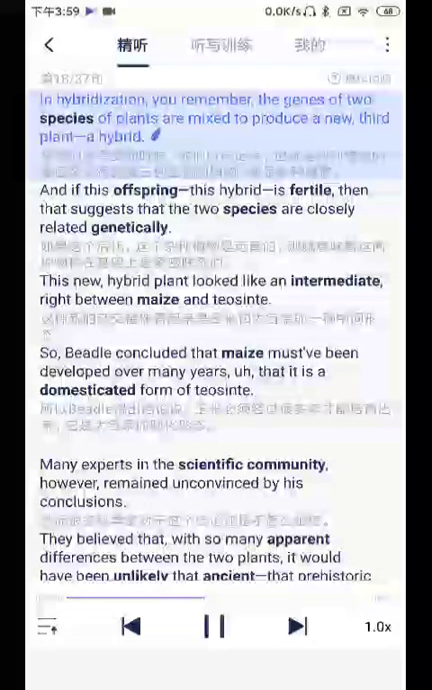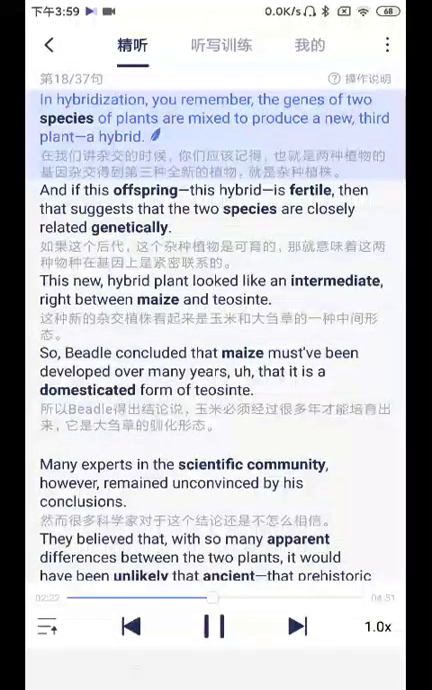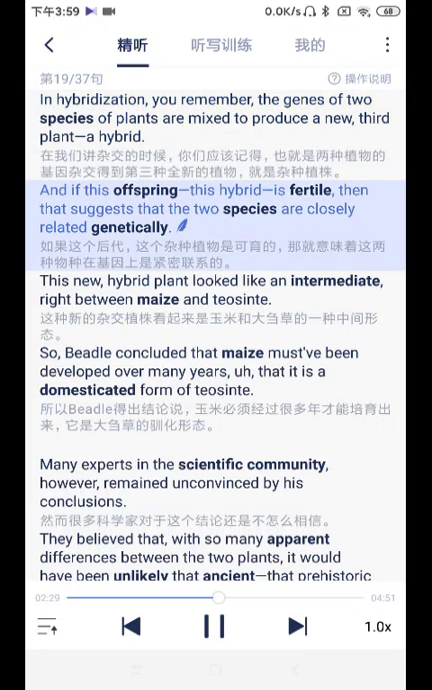In hybridization, you remember, the genes of two species of plants are mixed to produce a new third plant, a hybrid. And if this offspring, this hybrid, is fertile, then that suggests that the two species are closely related genetically. This new hybrid plant looked like an intermediate right between maize and teosinte. So Beadle concluded that maize must have been developed over many years, that it is a domesticated form of teosinte.